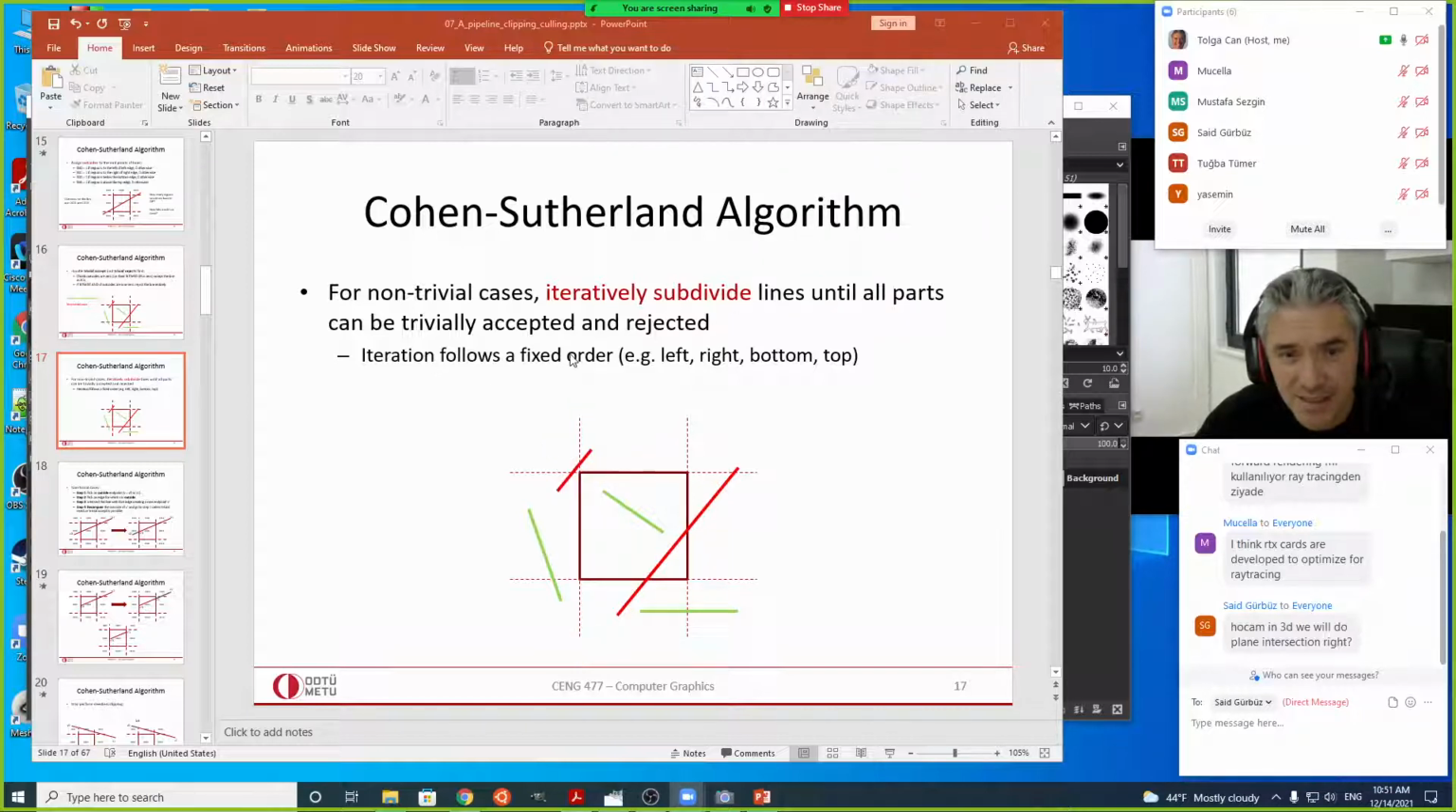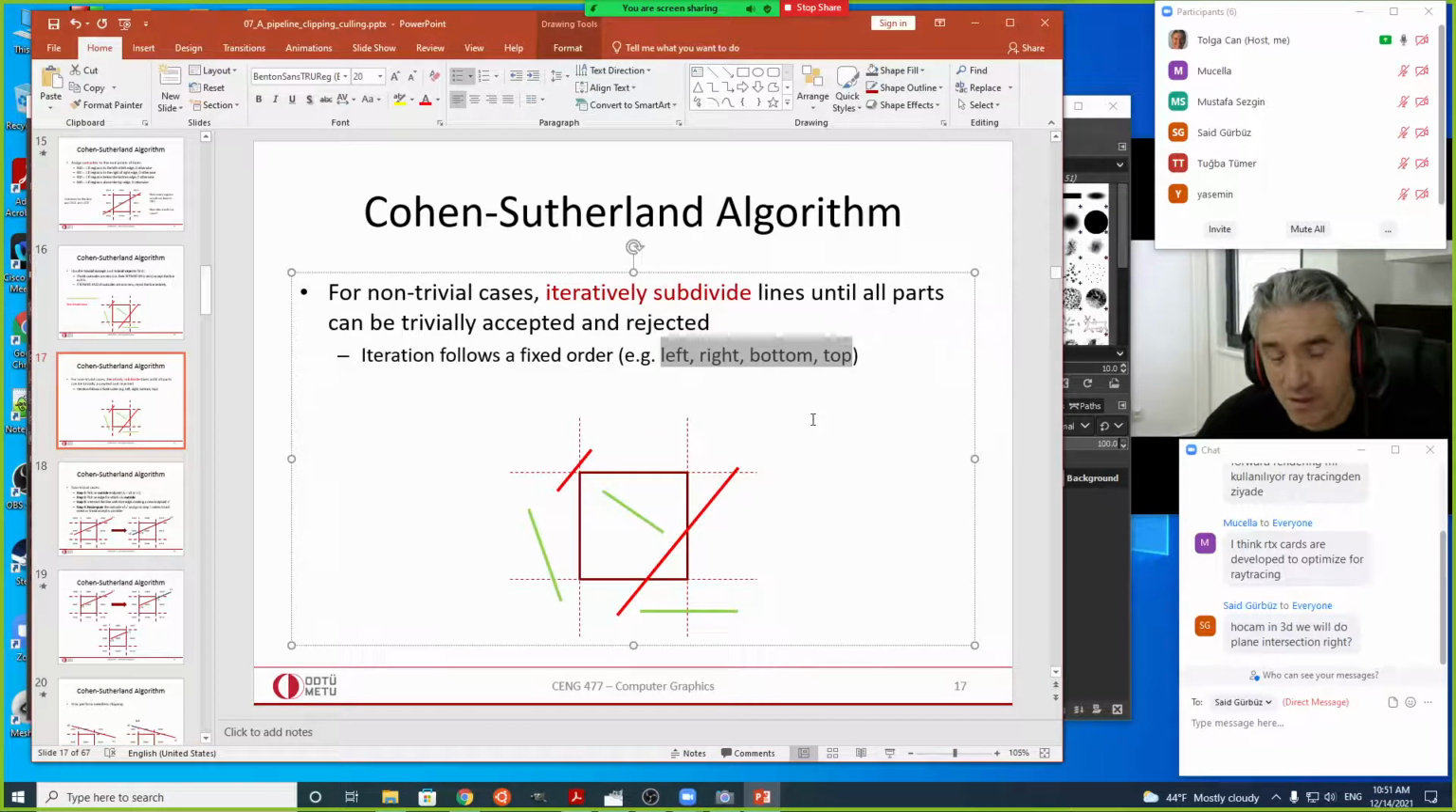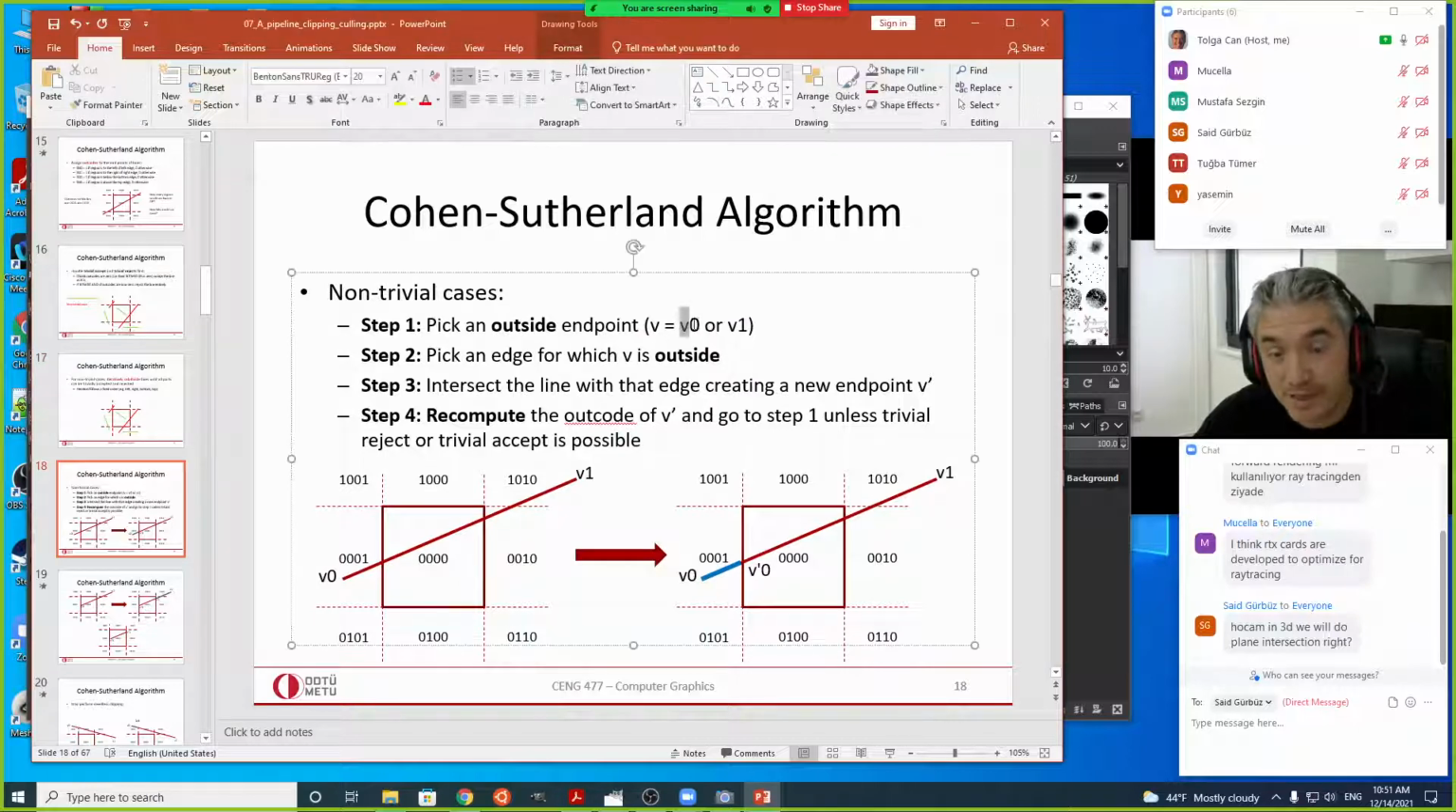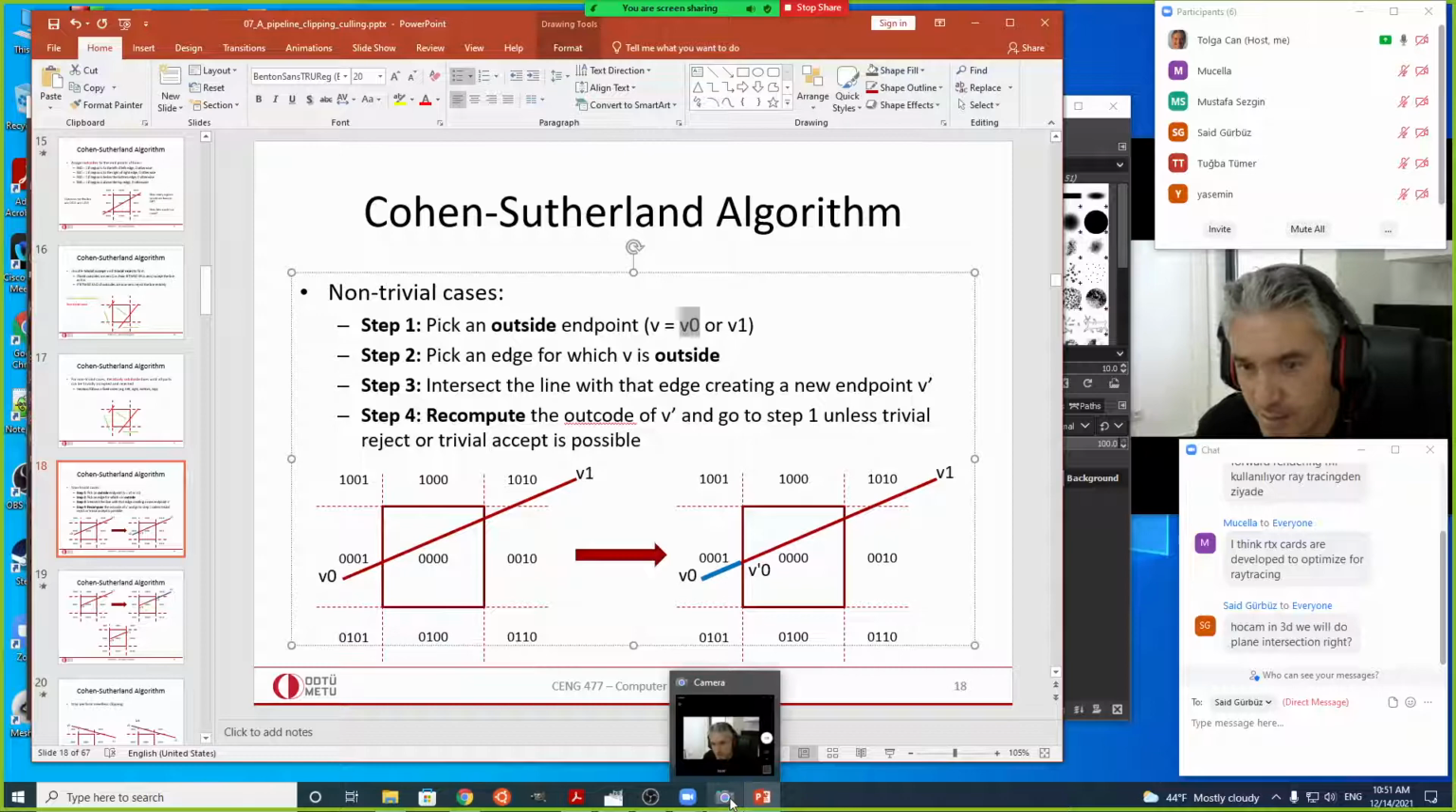We can say this fixed order or some arbitrary order is established when, for example, a vertex v0 may be outside. It may have multiple outcodes set to 1. It may be outside of multiple boundaries. By the way, let me ask you this: can we have all the outcodes set to 1 for a point? Can we have 1, 1, 1, 1 for a point? I think it's not possible, right?